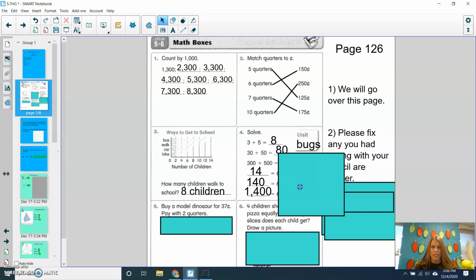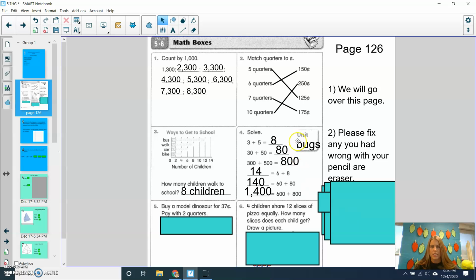For question 4, solve. So we know that 3 plus 5 equals 8. So 30 plus 50 equals 80. 300 plus 500 equals 800. Then we're looking at 6 plus 8, which we know is 14. So 60 plus 80 equals 140. And 600 plus 800 equals 1,400. The unit that I chose today was bugs.